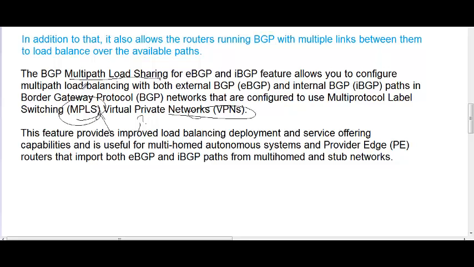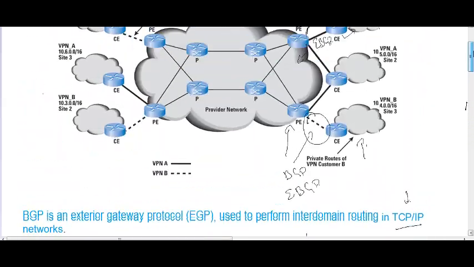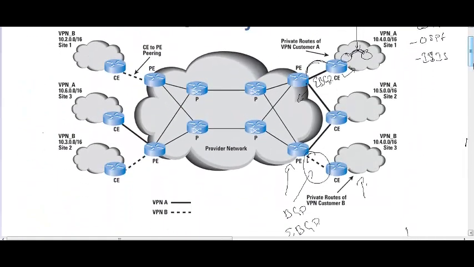So the BGP multipath load sharing for eBGP and iBGP feature allows us to configure multipath load balancing with both eBGP as well as iBGP. We can do load balancing both in eBGP as well as iBGP, but what we need is multiprotocol label switching, MPLS, and MPLS VPN for that. This is an example topology for MPLS.